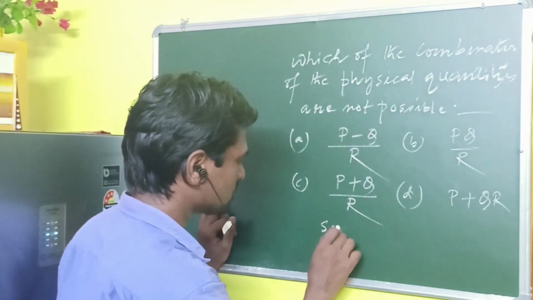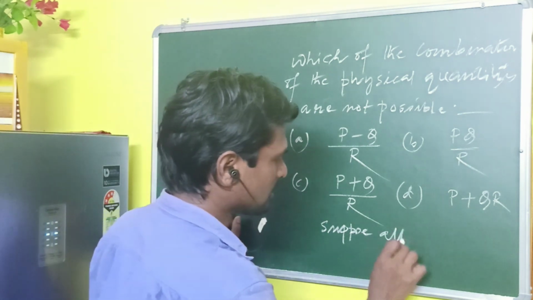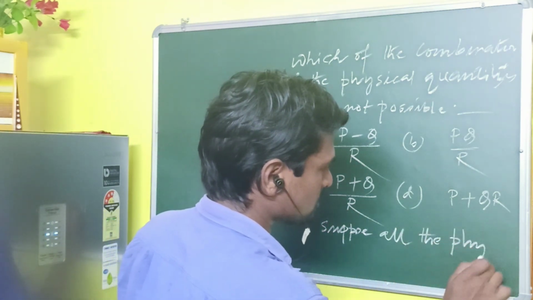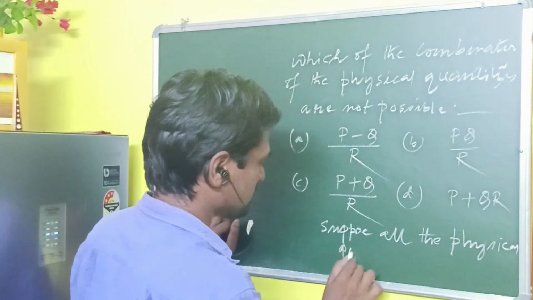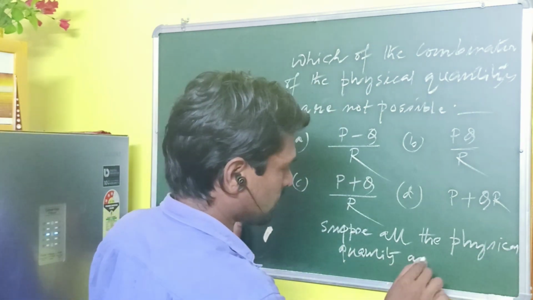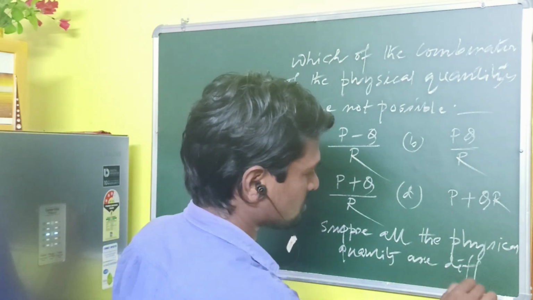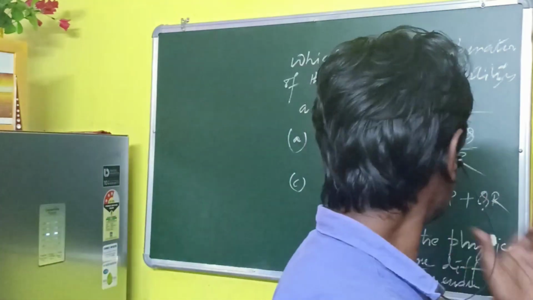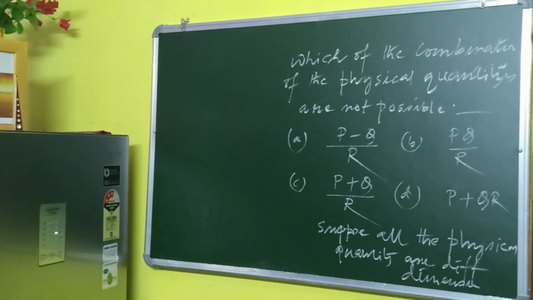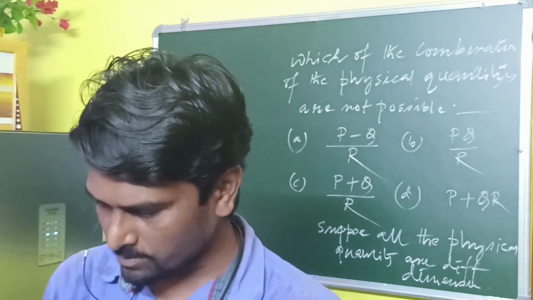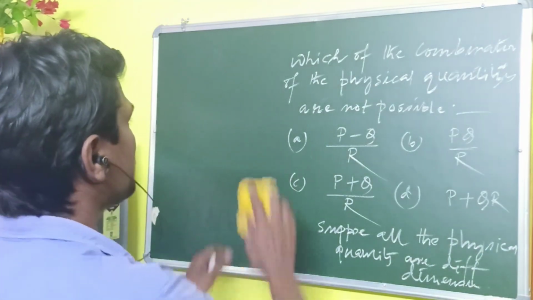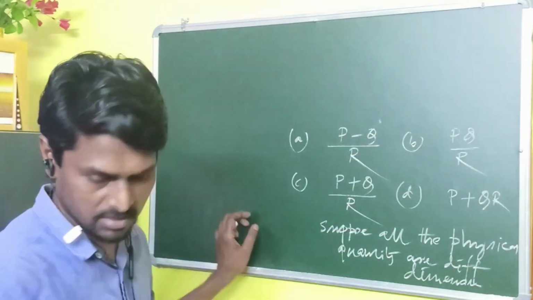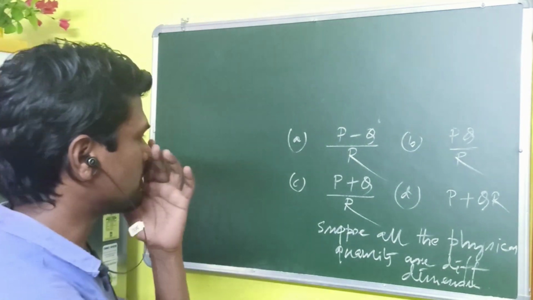Suppose all the physical quantities are of different dimensions. So there are different types of combinations given: P minus Q by R, PQ by R, P plus Q by R, and P plus QR. All the physical quantities are of different dimensions, and you have to calculate which of the following combinations are not possible. Okay, so let's discuss what concepts are within those particular combinations.